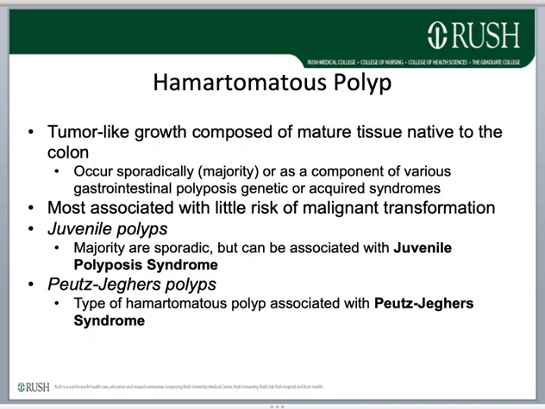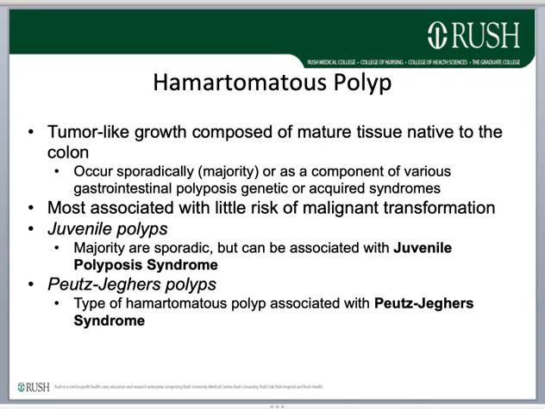The third major type of non-neoplastic or benign polyps is the hamartomatous polyp. Now these are tumor-like growths that are composed of mature tissue native to the colon. These occur sporadically, that's the majority of them, or may occur as a component of various gastrointestinal polyposis, genetic or acquired syndromes, which I'll touch on next. Most of these are associated with little risk of malignant transformation, especially the sporadic ones.